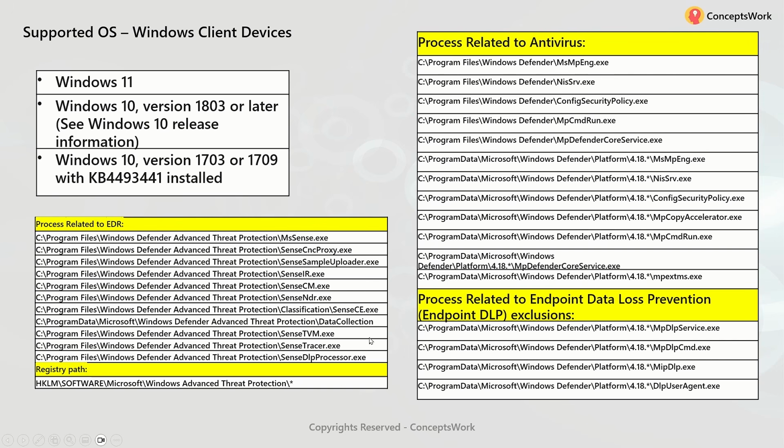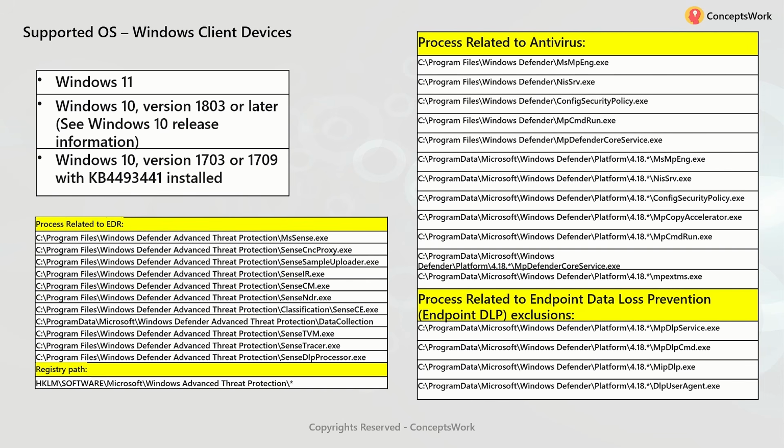Now, these are the different set of processes which are related to different components. So for example, these are the processes which will be used by EDR component. These are the processes which will be used by AV component. And lastly, since once a machine is onboarded to security.microsoft.com, it is also available on Purview portal, and that's why you get this list of endpoint DLP processes.